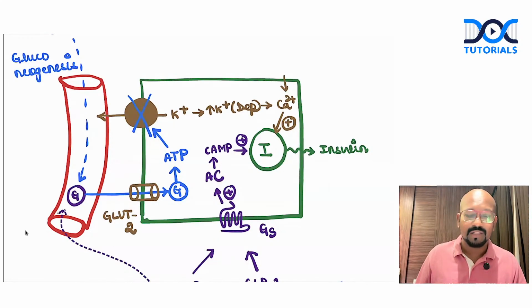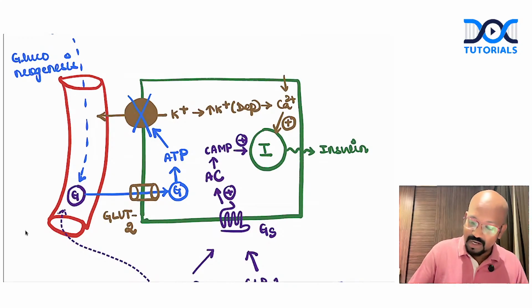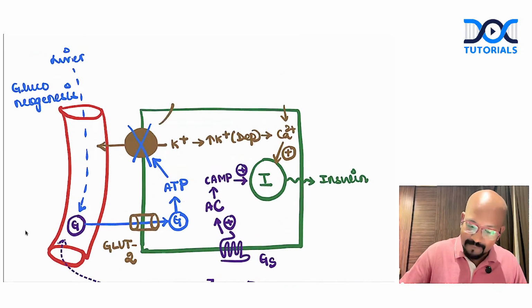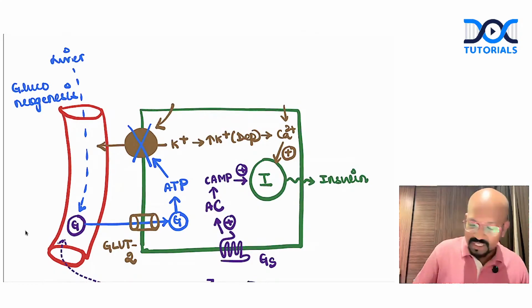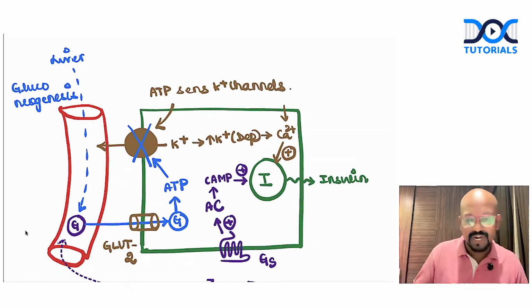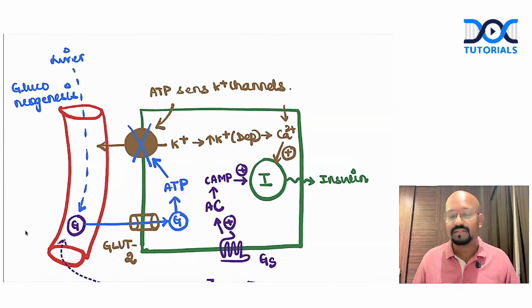Now, this potassium channel which we have written over here, we have a specific name for it. Simply, it is a potassium channel, but it is sensitive to increased or raised ATP inside the cell. That's why it is also named as ATP sensitive potassium channels. We have another name for it. We'll discuss that later. Good. Now, we'll move to the next part.